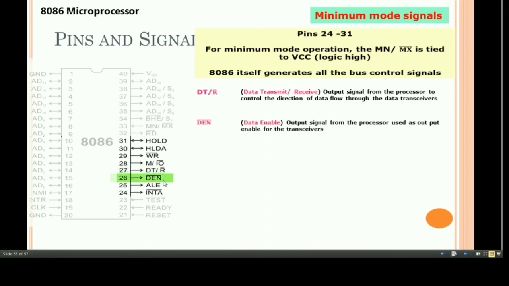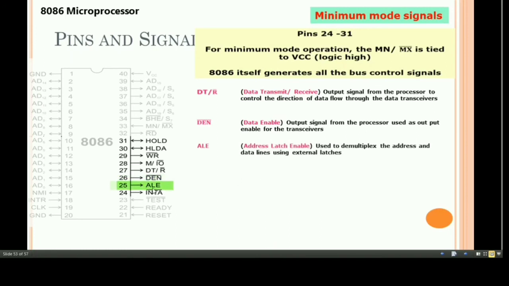Next is DEN bar, data enable bar. It is also an output pin and is an active low pin. It is an output signal from the processor which is used as output enable for the transceivers.